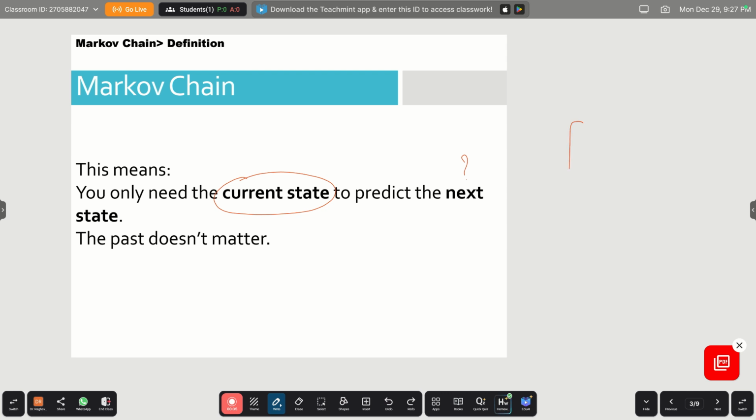For example, to predict whether it is going to rain tomorrow, we only need to know whether it rained today or not. Okay, it doesn't matter whether it rained yesterday, it doesn't matter whether it rained the day before yesterday. What matters is whether it rained today or not to predict whether it's going to rain tomorrow or not.